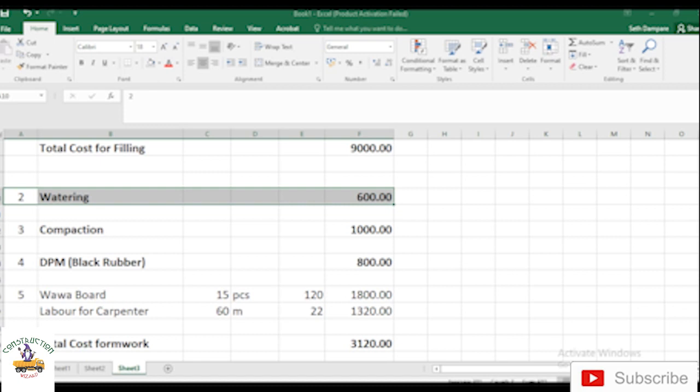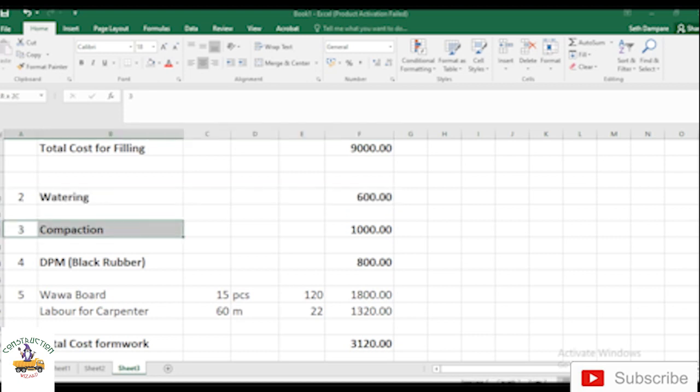And then we'll quickly move to compaction. On the compaction item, we hired a compactor for 2 days. Like I said earlier on in the video, the filling was done in two layers, the first layer and then the second layer. So after filling, after leveling the first layer and then watering, we waited for a few days and then we compacted.